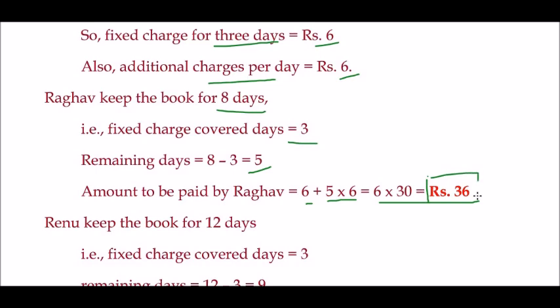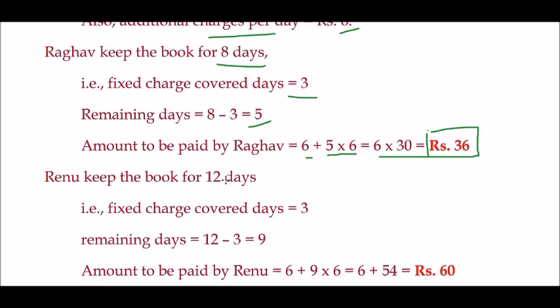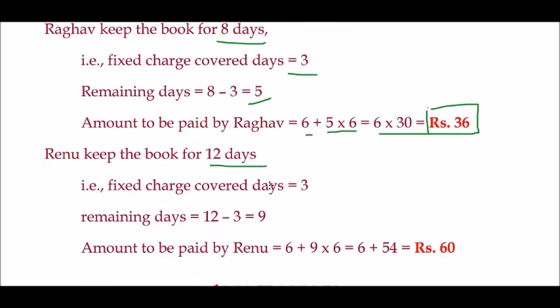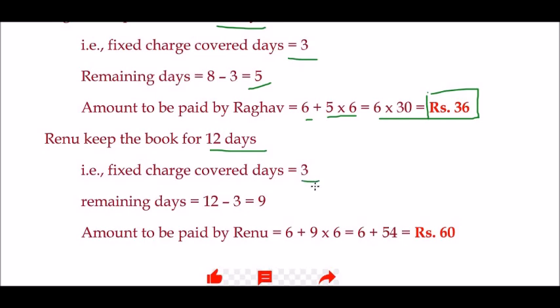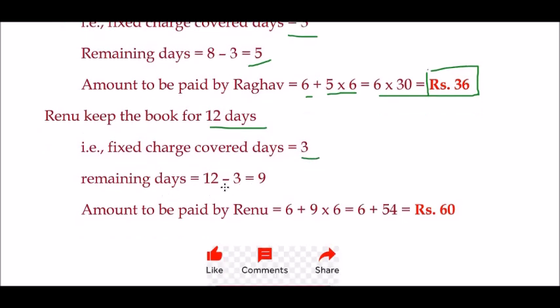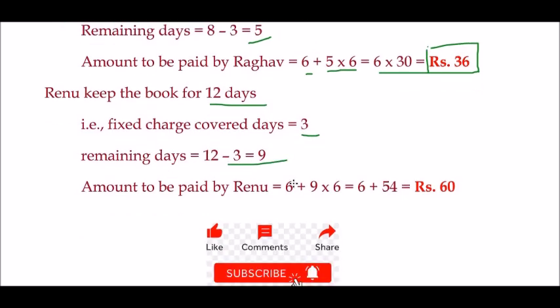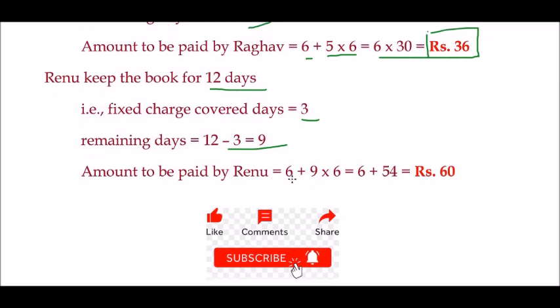Renu keeps the book for 12 days. That is, the fixed charge covered by days is 3 and the remaining days for Renu is 12 minus 3, that is equal to 9. And the amount to be paid by Renu is equal to 6 plus 9 into 6, that is equal to 6 plus 54, that is equal to rupees 60.